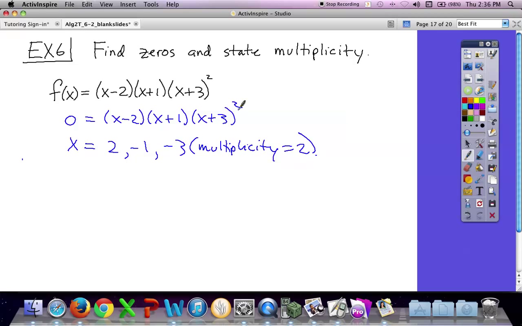Again, the important thing is to understand what that means about the graph. If on this graph, I'll make a small one, 2, -1, -3. I think we did this one already. -3, -1, and 2. We know at -3, it's actually touching -3 and going back on the same side.